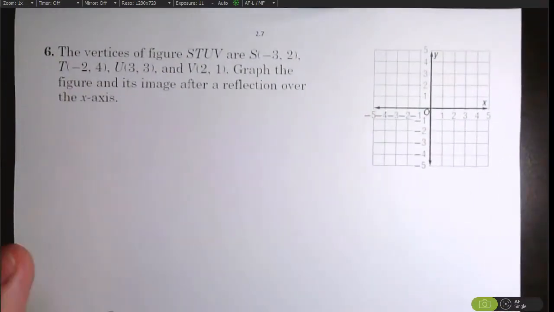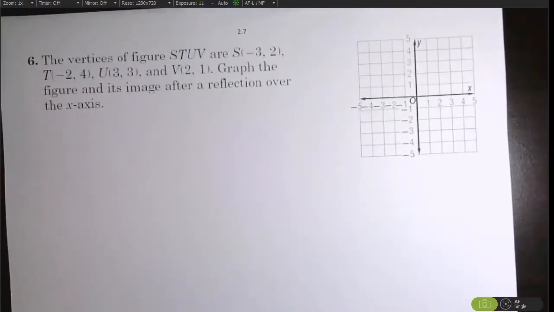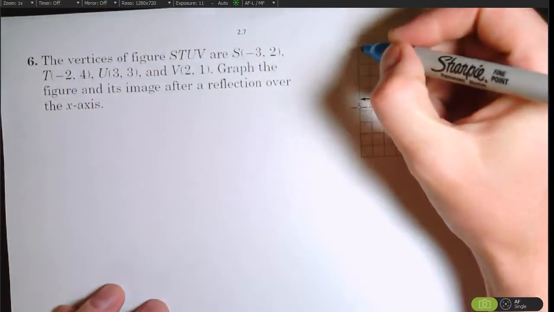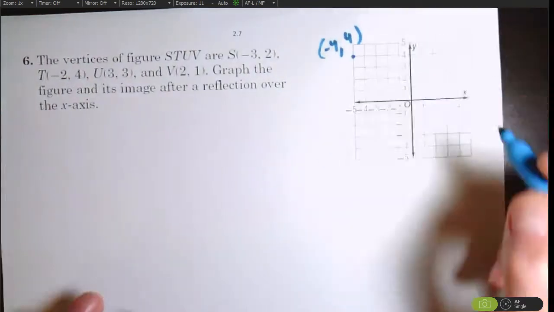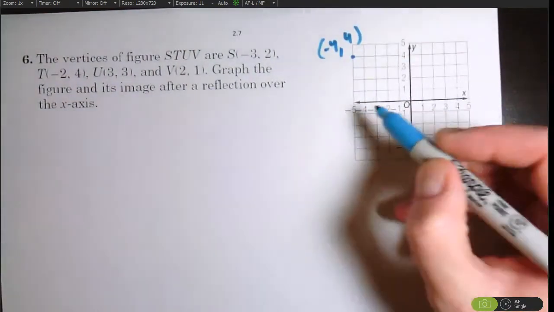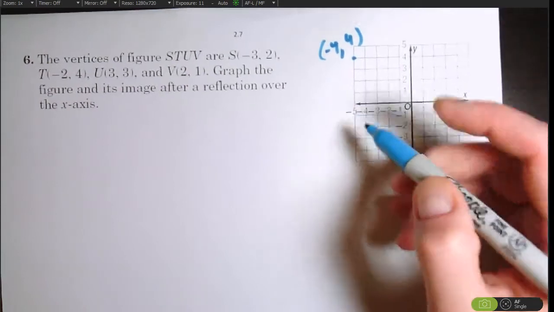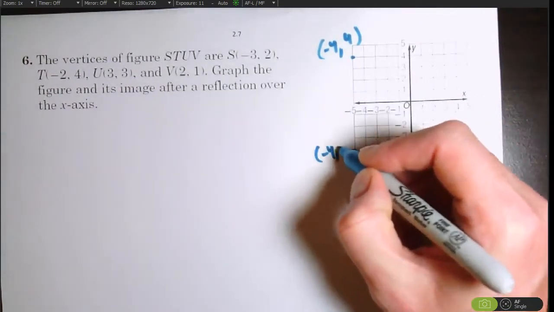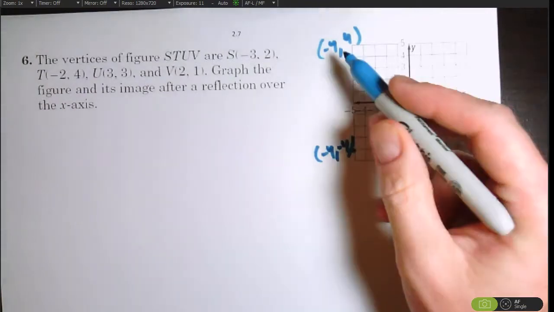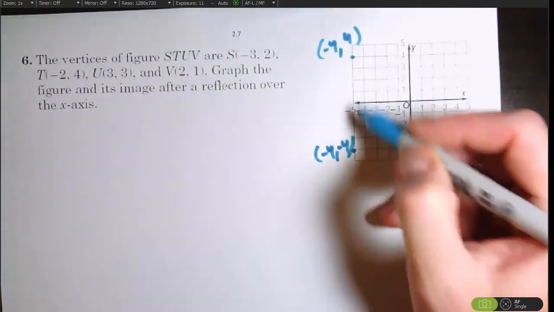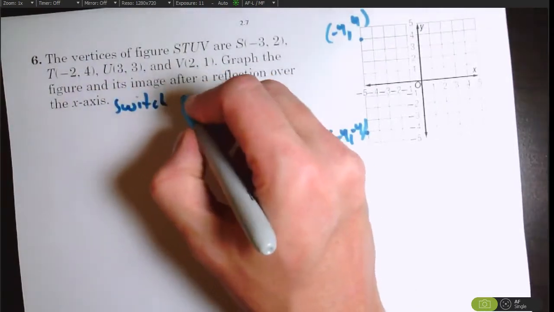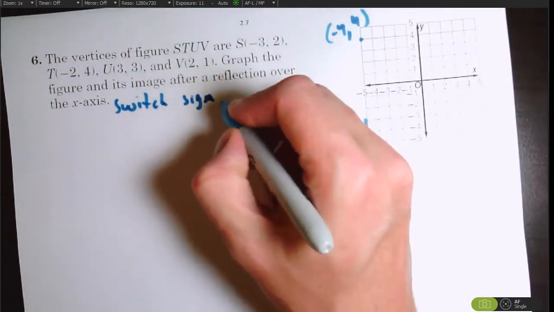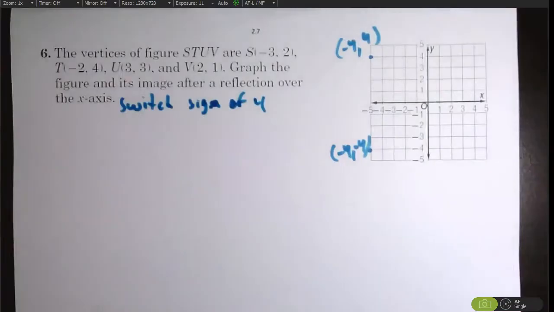Now number 6 then, the last one we're going to look at here. We're going to reflect across the x-axis, and using that same trick as before, just pick a point over here. This guy's at -4, 4. If I reflect it across the x-axis, I'm 4 away here, so I've got to go 4 away on the other end of it. The x stays the same distance away from the x-axis. It's the y that changes. So switch the sign of y.